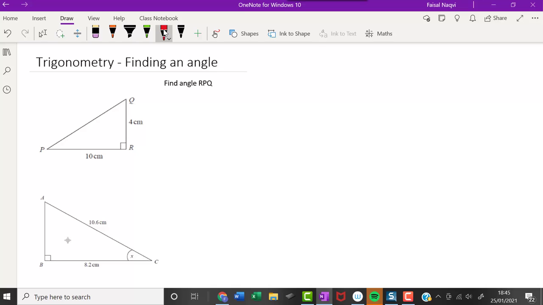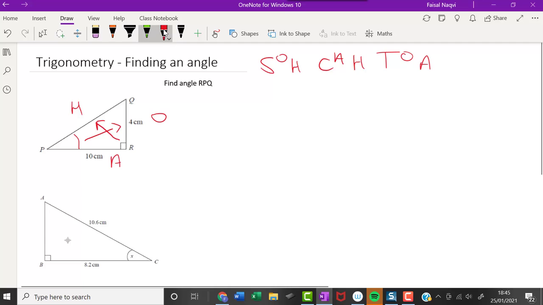For the first question, we have to find angle RPQ. That's this angle here. Because we're finding an angle, we know it's not going to be a Pythagoras question, it's going to be trigonometry. So again, I write my trig ratios and I label my sides. The one opposite the right angle is my hypotenuse, the one opposite my angle is my opposite, and the one next to my angle is going to be my adjacent. I then say, which sides do I have or which sides do I want? I have my opposite and I have my adjacent. The trig ratio with opposite and adjacent is going to be TOA.